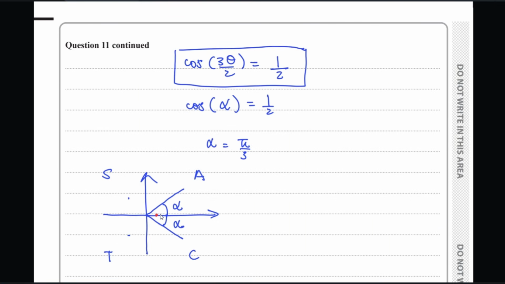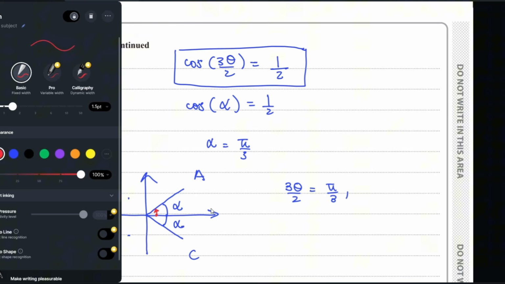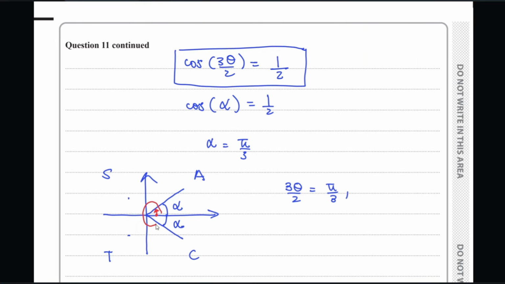So our first answer is this, which is pi over 3. Now we're replacing alpha with 3 theta over 2. So 3 theta over 2 could be pi over 3, or the second answer could be this, which is pi less than 2 pi. That means 2 pi minus pi over 3.